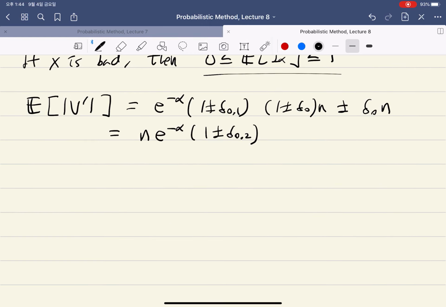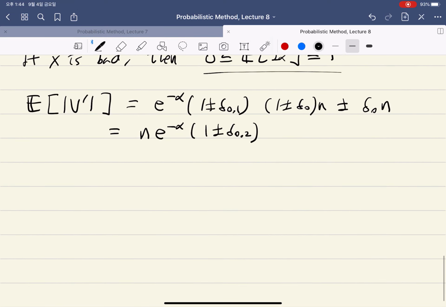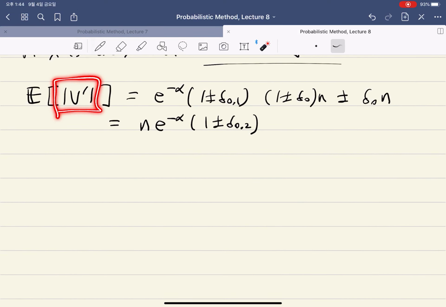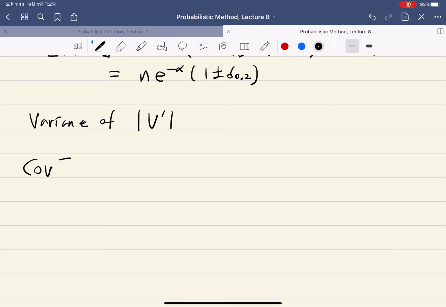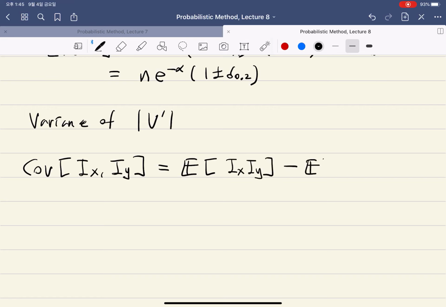Now what do we have to do? Again, our goal is to use the second moment method to show that this is close to this expectation with high probability. For that, we need to consider the variance of B. In order to find the variance, we need to consider the covariance. Again, the covariance of these indicator random variables is easier to consider.